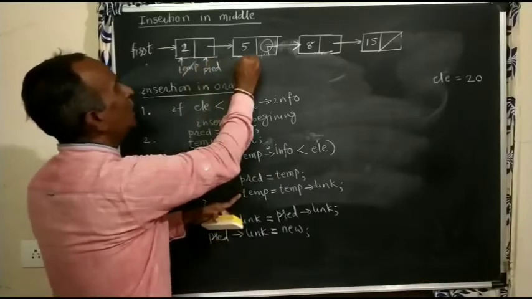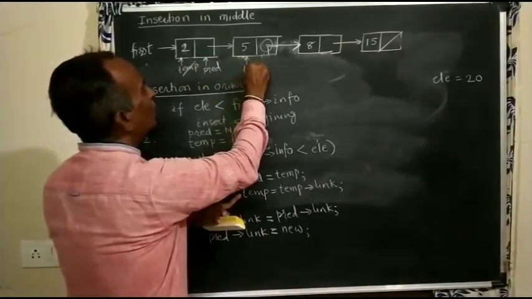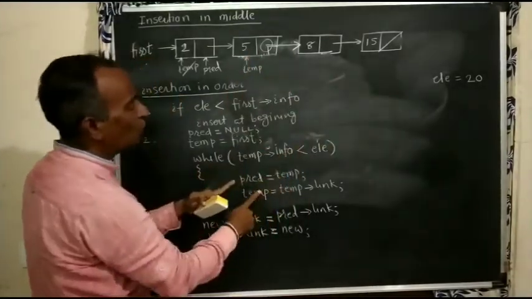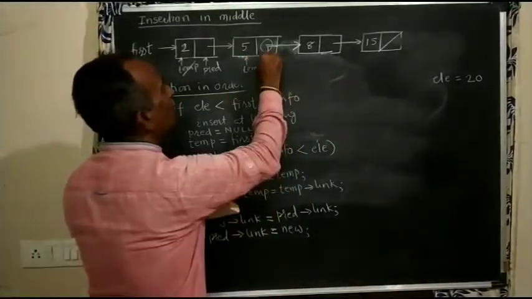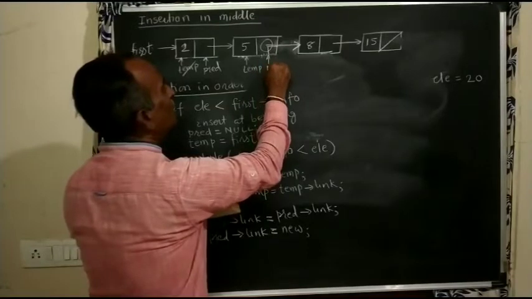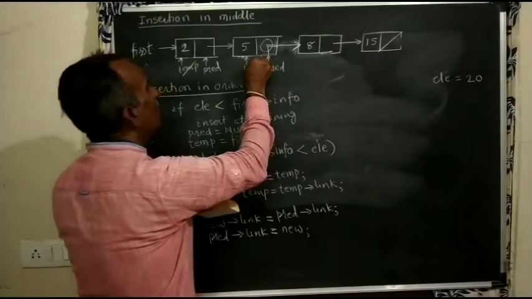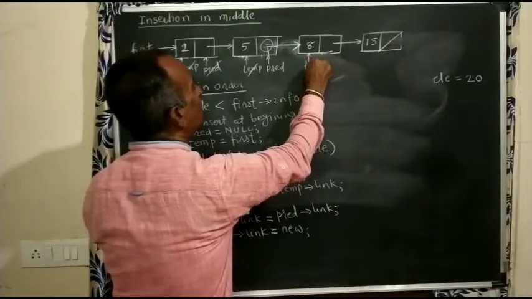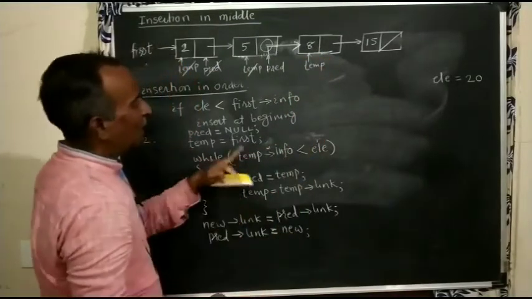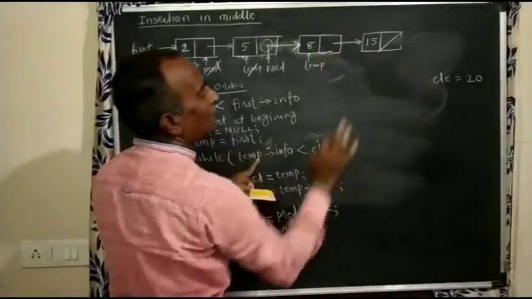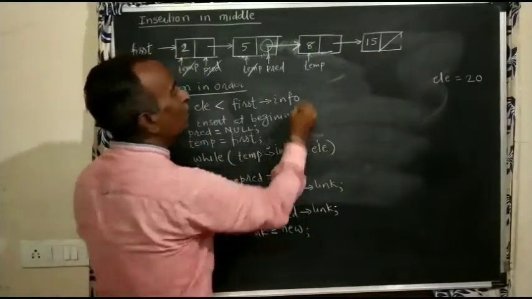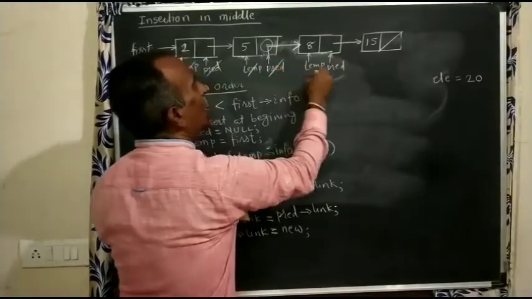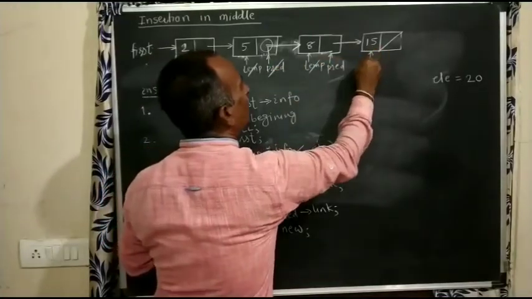Temp is moved. Temp points here. Temp's info field 5, less than 20? True. Temp is given to predecessor. Predecessor points here. Then temp is moved. Temp points here. Again, temp's info 8. 8 is less than 20. Yes. Pred is moved. Pred will point here, and temp is moved. Temp will be here.